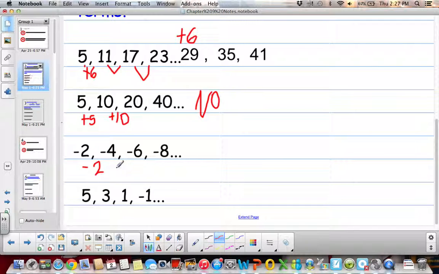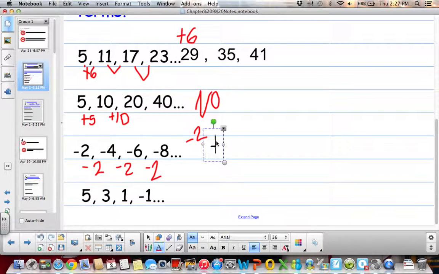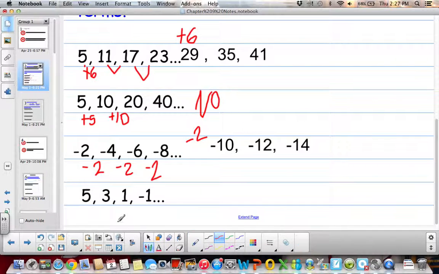Okay, -2 to -4, so we're subtracting 2. -4 to -6, we're subtracting 2. -6 to -8, we're subtracting 2. So we know that it's arithmetic because we're doing the same thing every single time. So our common difference is subtracting 2 or decreasing 2. And then our next three terms then would be -10, -12, and -14.